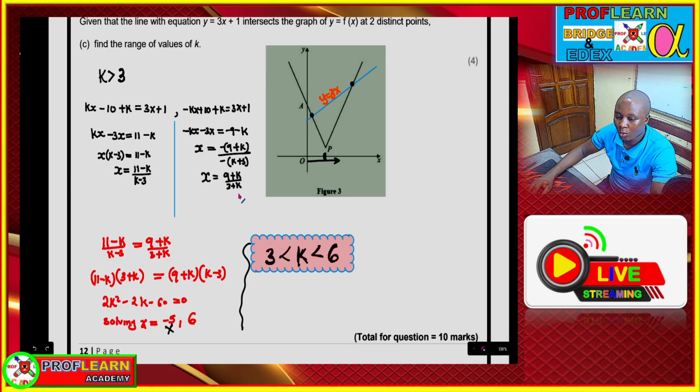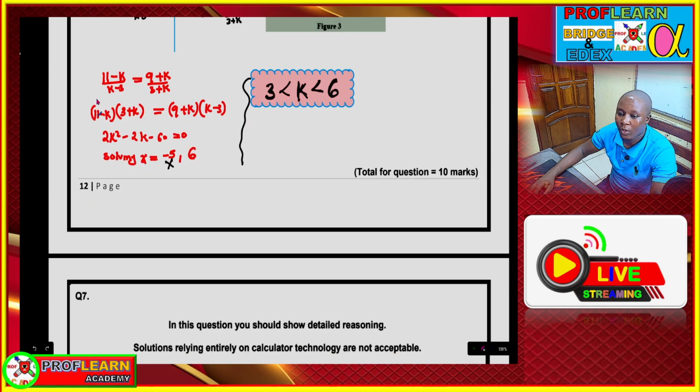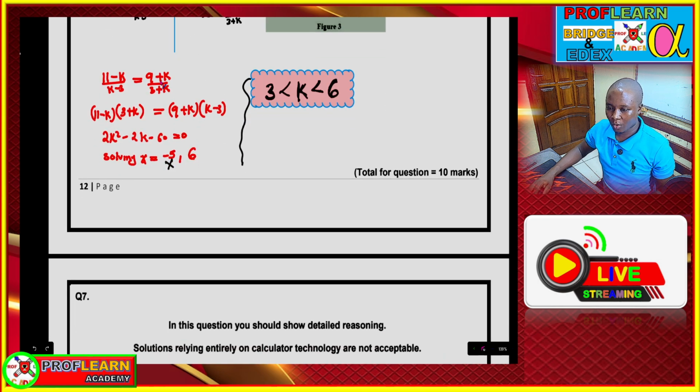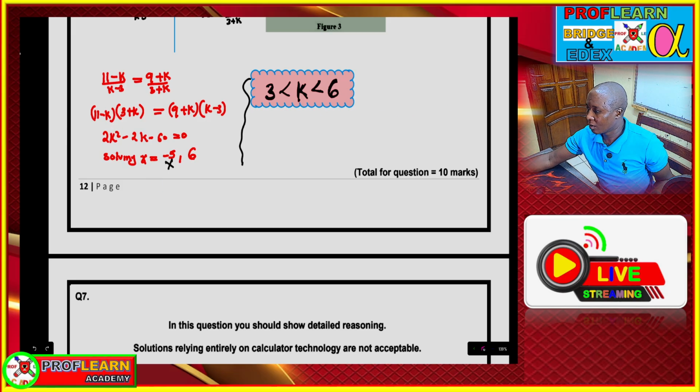And what are you going to do with these two values of x? You are going to equate the two values of x so that you can form a quadratic equation which you shall solve, because this x and this x must be equal. Then if you equate them and solve that, you are going to have k is equal to -5 or 6.